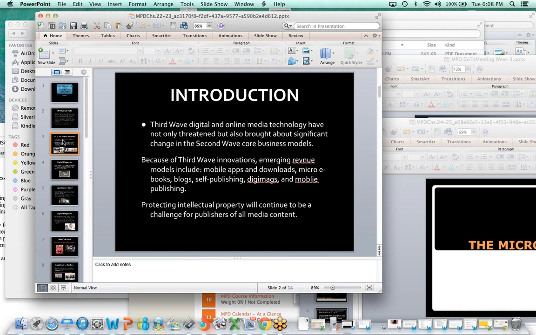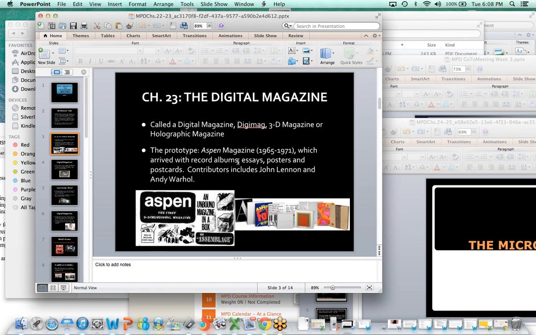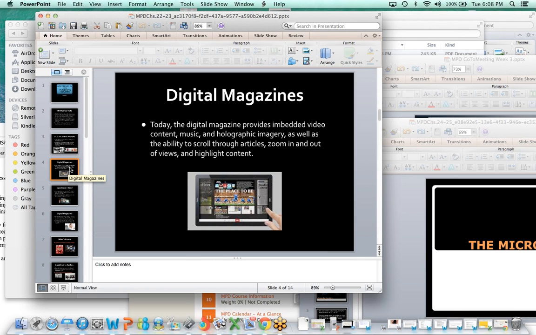And we have digital magazines. The prototype of this would have been what's called Aspen Magazine, back in the 60s, with all these avant-garde artists contributing, like Andy Warhol and musicians like John Lennon. That was the prototype of what you see today. Aspen was kind of an underground magazine, and today we have lots of underground magazines, but they take the form of digital.